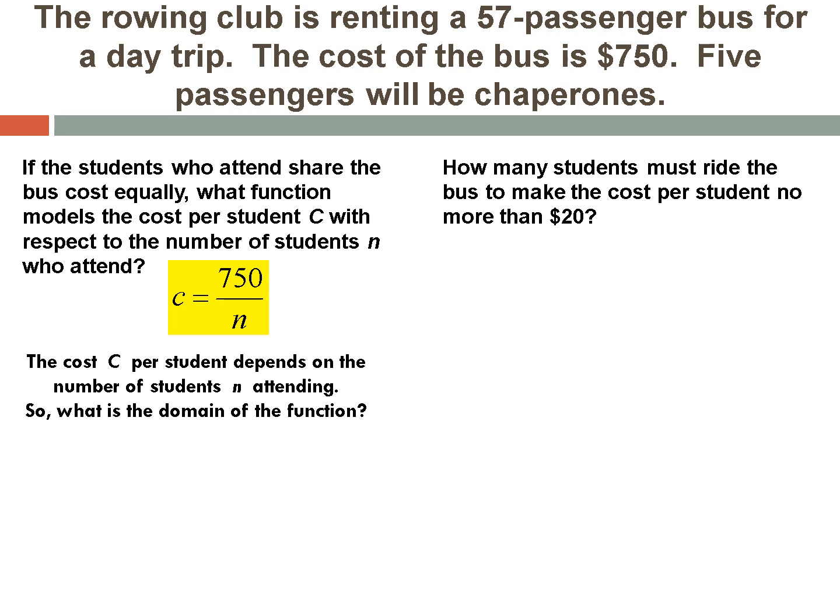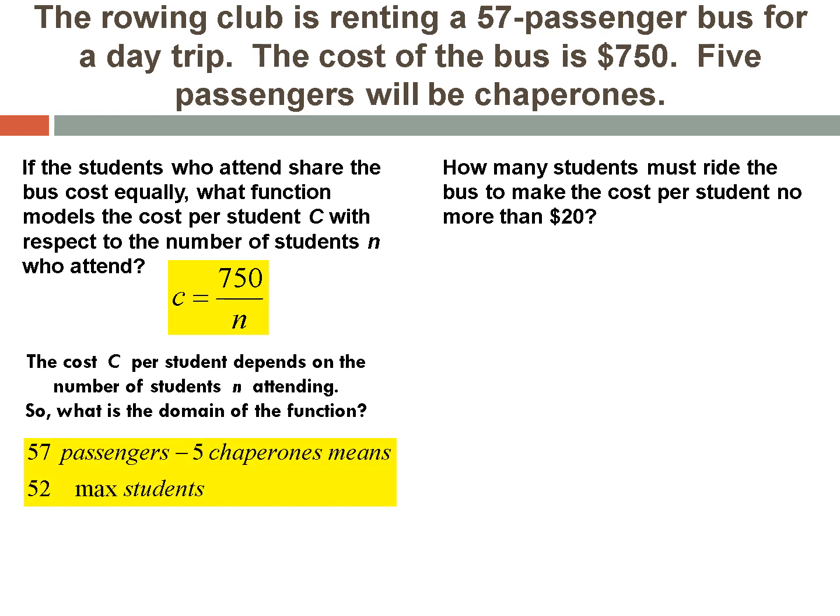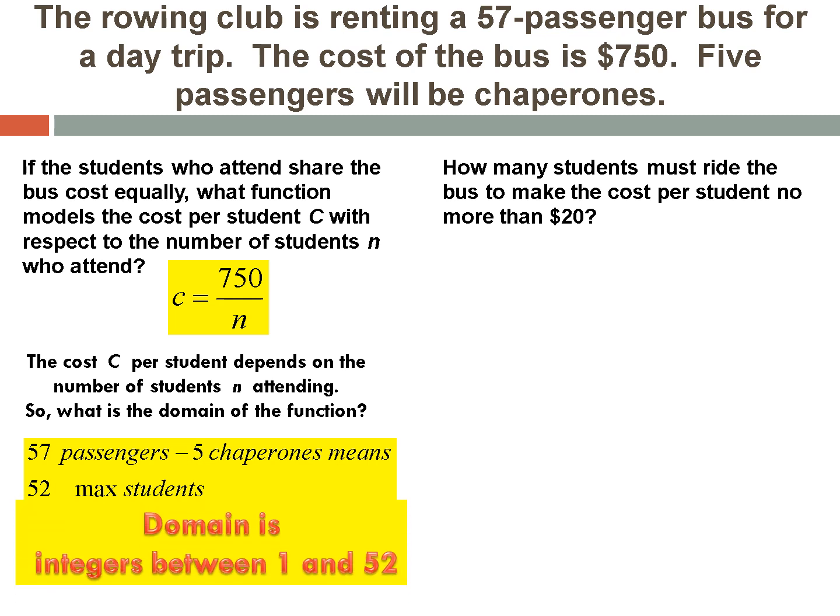Well, I know that the bus holds 57 passengers. 5 of them are going to be chaperones. So we're not going to make the chaperones pay. So if it holds 57 and 5 of them are chaperones, that means I can have a maximum of 52 students. So the domain, now you could say the domain is 0, but if 0 students are going to attend, there's no point in taking the field trip. Okay, so your domain is going to be integers between 1 and 52.